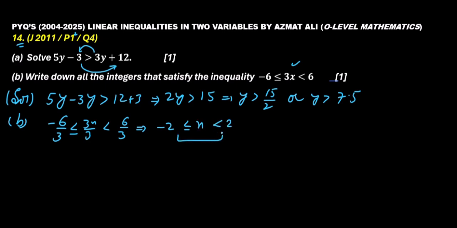From this inequality, you can find the integers. The possible integers are x is equal to minus 2. The next one is x is equal to minus 1. Next is 0 and 1. 2 cannot be included here because this inequality has no equal sign here. So these are the possible integers, and it completes question number 14.